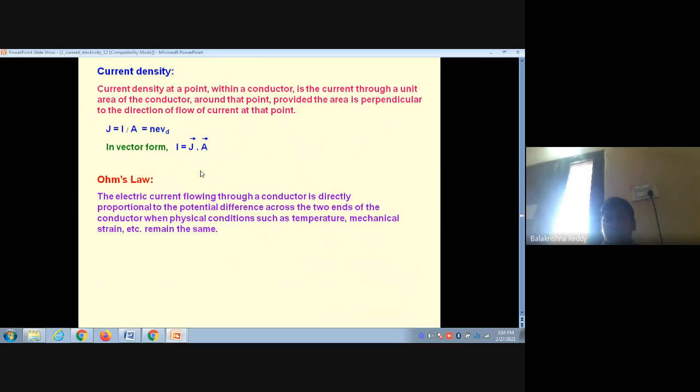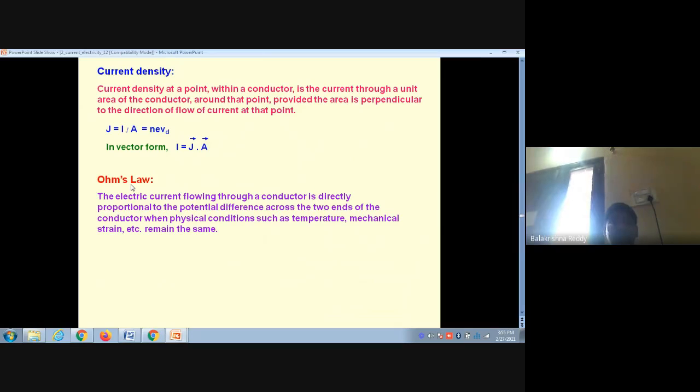Next, Ohm's law. What is this Ohm's law? Why has it come into the picture? Ohm's law explains the flow of current with respect to the applied potential difference across the two ends, when temperature and other physical dimensions are constant. Indirectly, it explains the relation between the flow of current and the voltage.